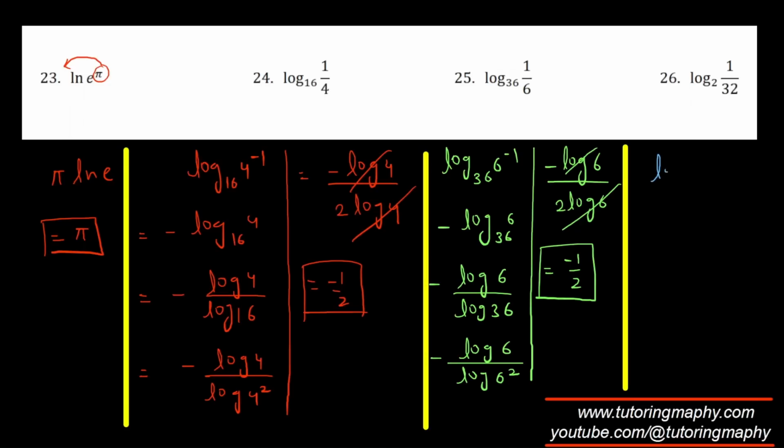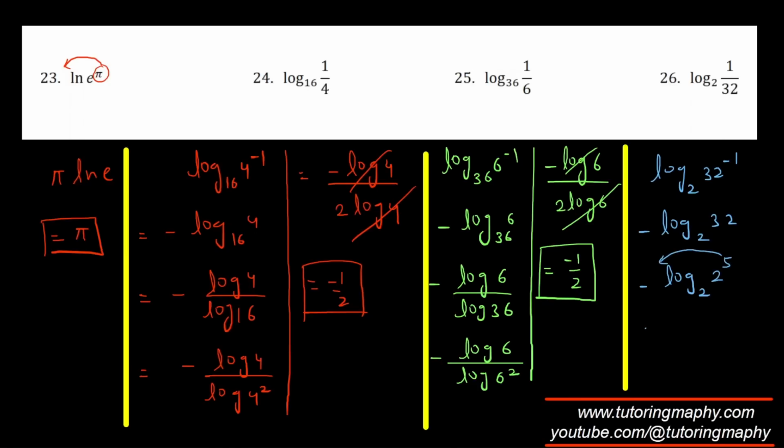Finally, 26, this can be written as log with base 2 of 32 to the minus 1. Minus is thrown outside, so log of 32 with base 2. So minus of log with base 2 of 32: 2, 4, 8, 16, 32, so 2 raised to 5.